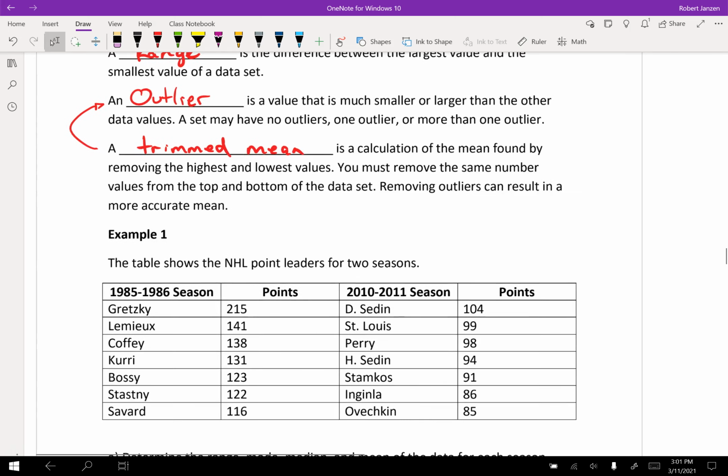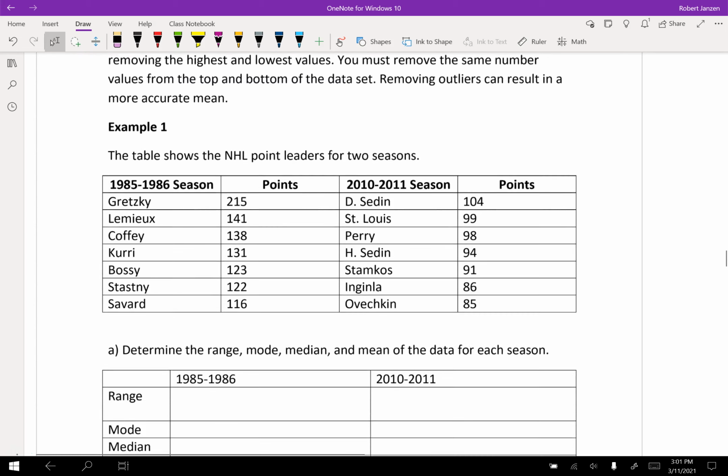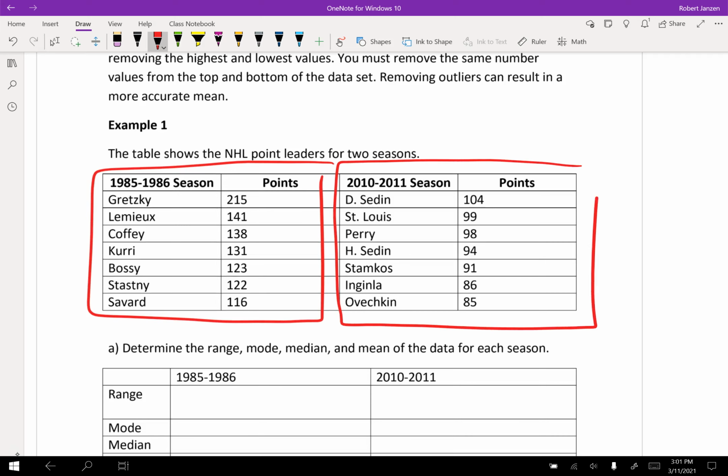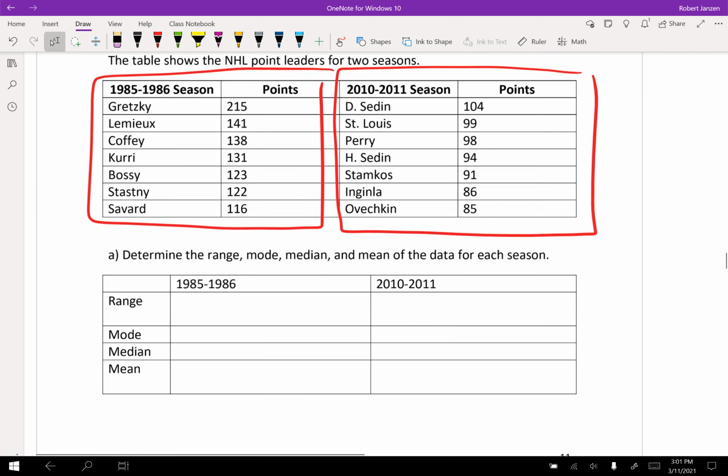Okay, so let's take a look at some examples here. So the table shows NHL point leaders for 2 seasons. Okay, we've got this season right here, and then this one right here. Okay, so it says determine the range, the mode, the median, and mean of the data for each season. Okay, I think you should be able to do that. But I'll do the first one with you, and then you try to do the second one.